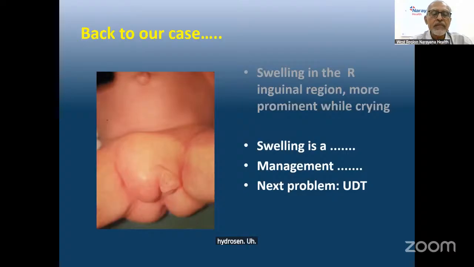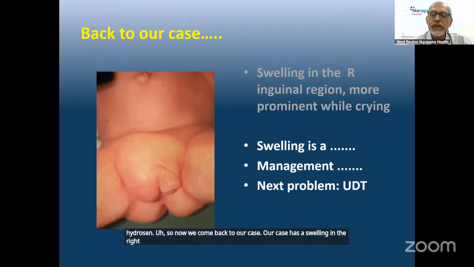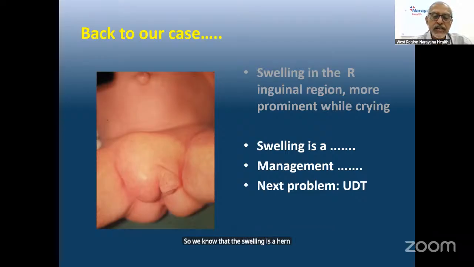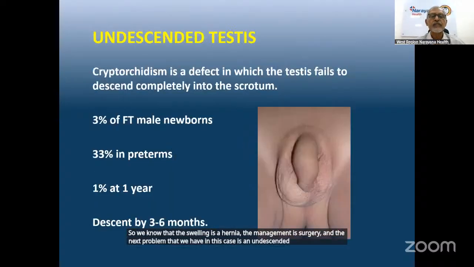So now we come back to our case. Our case has a swelling in the right inguinal region, more prominent while crying. So we know that the swelling is a hernia. The management is surgery. And the next problem that we have in this case is an undescended testes.